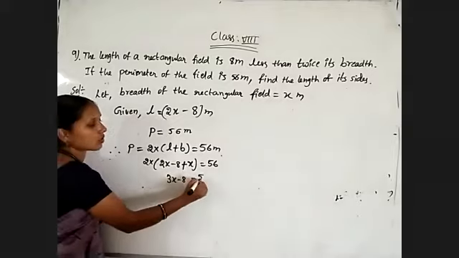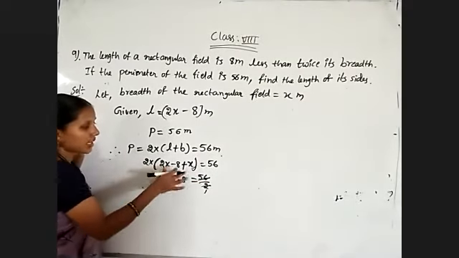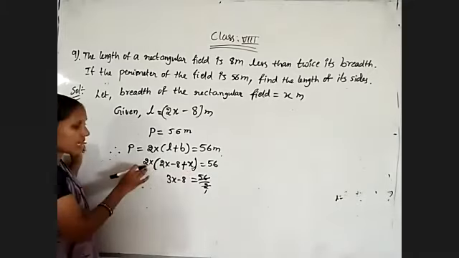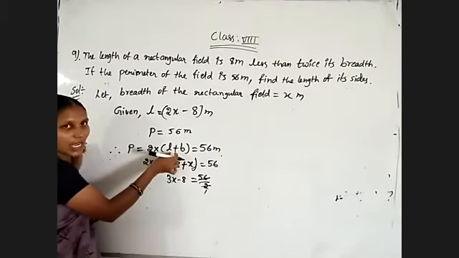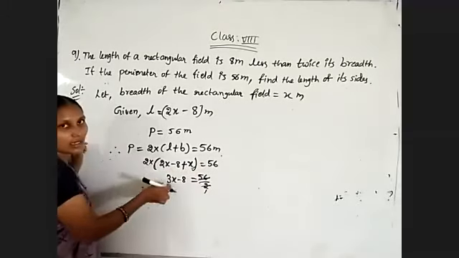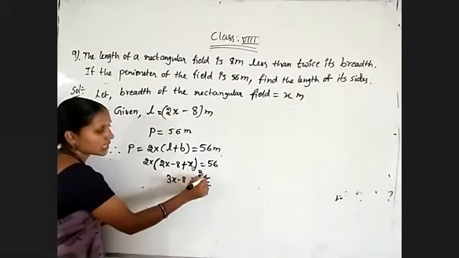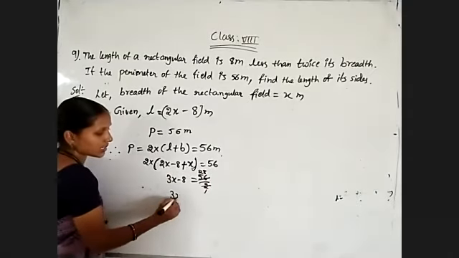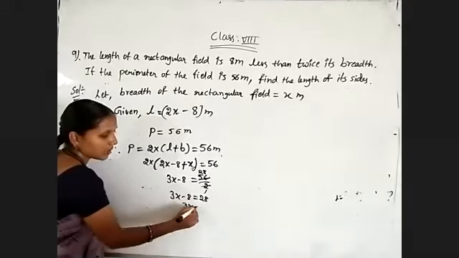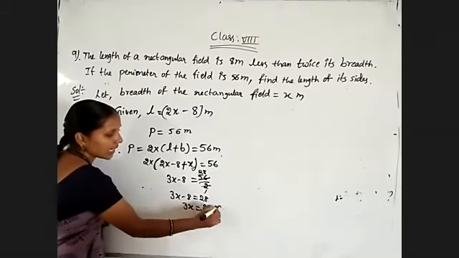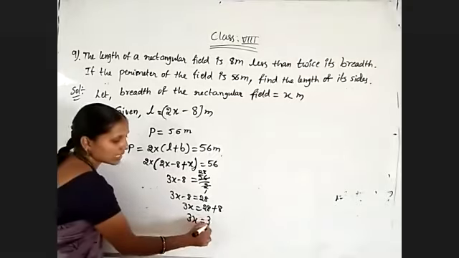So 2x plus x is 3x, minus 8. This 2 I am bringing to this side, so 56 by 2. Because this bracket indicates multiplication, completely having the bracket, that's why we can take it out. If you have it only for one term, we can't take it out. Now 2 twos are 4, 2 eights are 16. So 3x minus 8 is equal to 28. Then 3x is equal to 28 plus 8, which is 36.